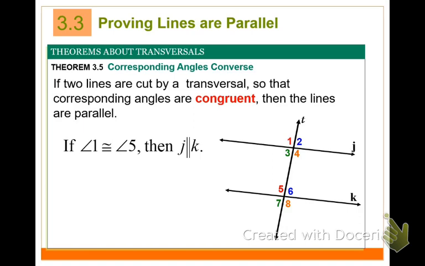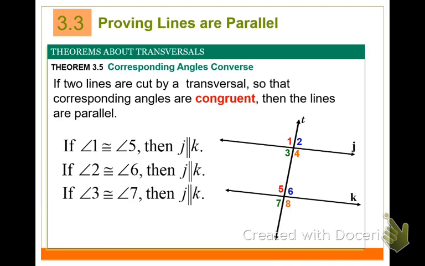Because they're corresponding. They're both in the top left. What about 2? What would 2 be corresponding with? 2 and 6. So if 2 and 6 were congruent, then that's enough to prove that the lines are parallel. If 3 and 7 were congruent, or 4 and 8 were congruent, that is enough to prove the lines are parallel. Okay, so this is the first property.